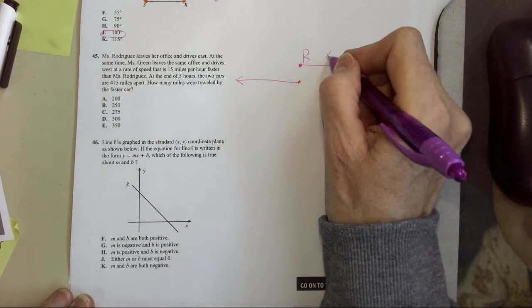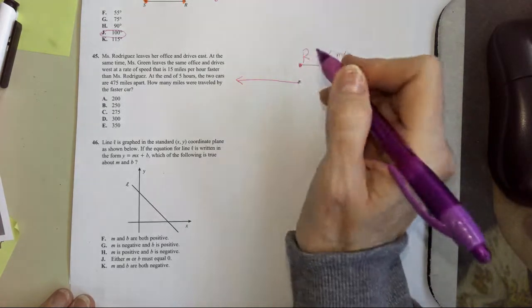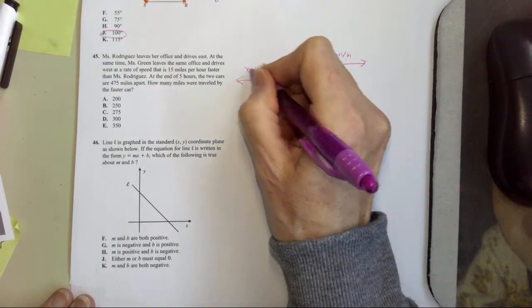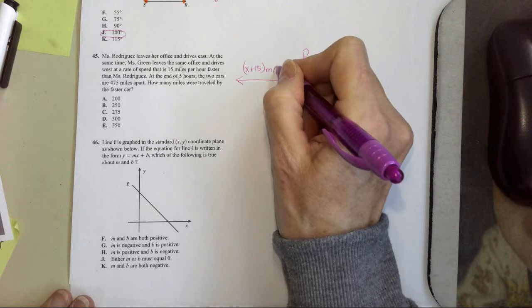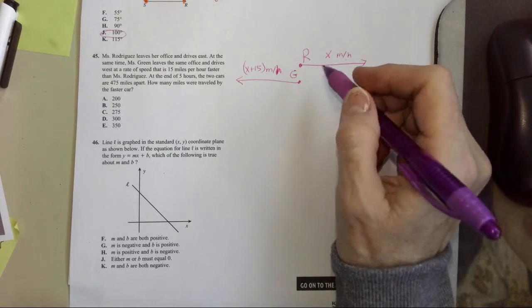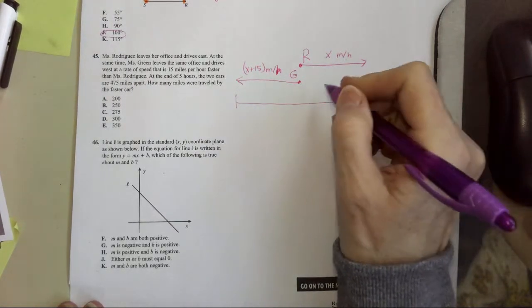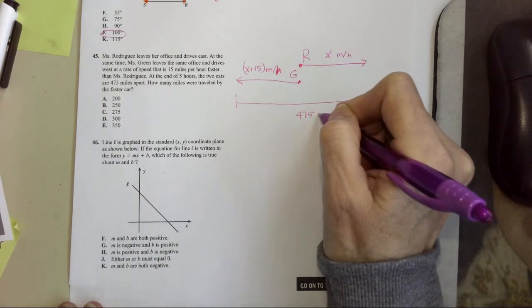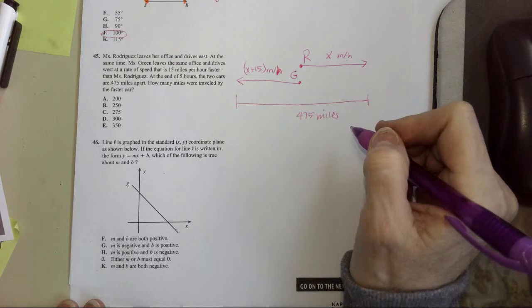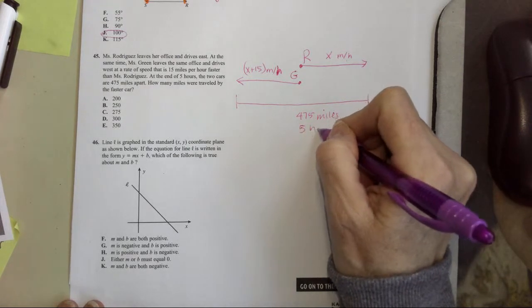Let's say that she travels x miles per hour, and this one we know is, we'll call her G for green, x plus 15 miles per hour. Okay, at the end of 5 hours, the two cars are going to be 475 miles apart. How many miles were traveled by the faster car? Now, we've got to remember that they've been on the road for 5 hours.